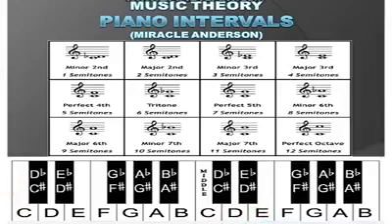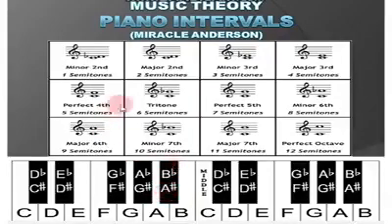Alright, the next interval is a perfect fourth. A perfect fourth has 5 semitones. So let's look at C. When you count 5 semitones from C, we have 1, 2, 3, 4, and 5. So the distance from C to F is a perfect fourth interval. So from F also 1, 2, 3, 4, 5. So from F to B flat or A sharp is a perfect fourth interval.